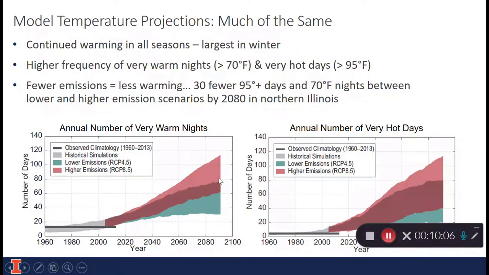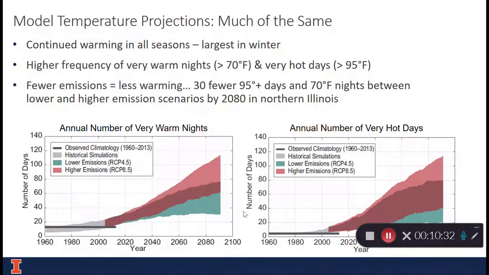What I'm showing you here on the bottom are plots of those state-of-the-art projections from several different global climate models. On the left is simulations or projections of the annual number of very warm nights across northern Illinois. And on the right is the annual number of very hot days across northern Illinois. Now, the difference in color here between the red and the green shows the difference in the scenario, basically the emission scenario under which those models are run.